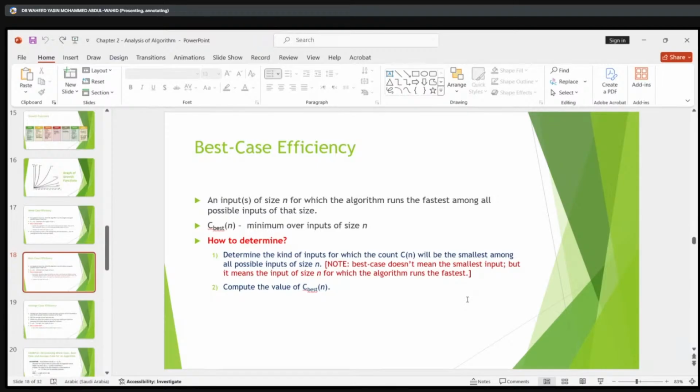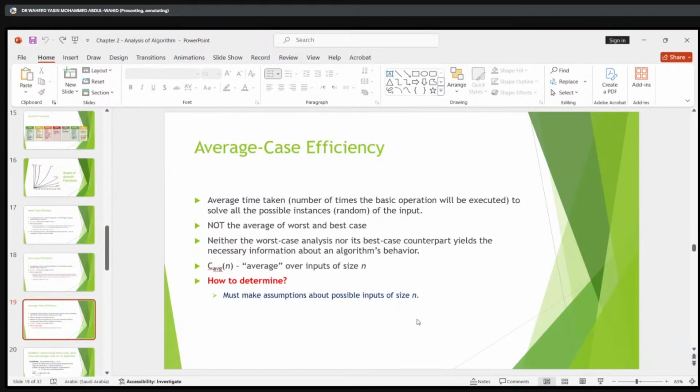C best is the minimum over inputs of size n. How do we determine the kind of inputs for which the count C(n) will be the smallest among all possible inputs of size n? Then compute the value of C best. Note the best case does not mean the smallest input, but the input of size n for which the algorithm runs fastest.